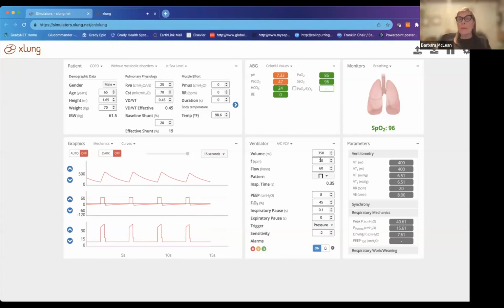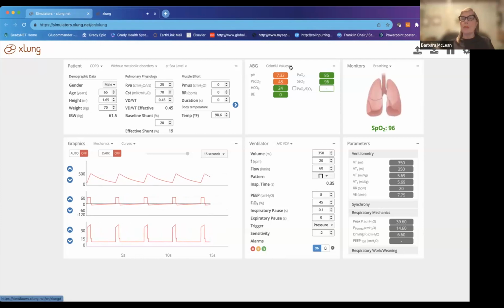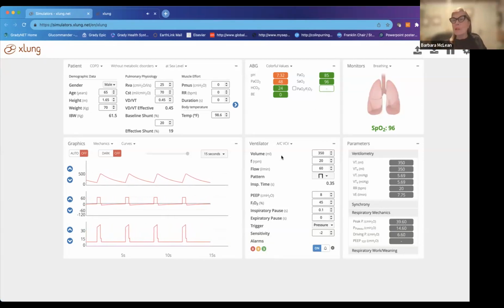I'm at a respiratory rate of 20. Okay, now I've reduced the tidal volume, so let's be sure we understand: as the tidal volume goes down, the minute ventilation is going to go down. As the tidal volume goes down, the CO2 is going to go up. As the CO2 goes up, the pH is going to go down. But if that's what I have to do to get your peak pressure down below 40, that's what I'm going to do.